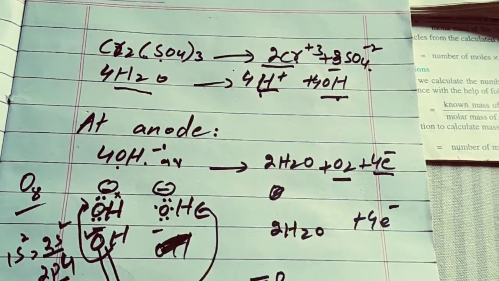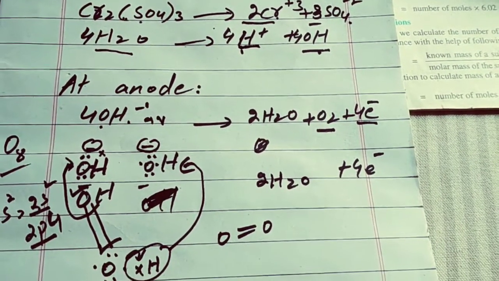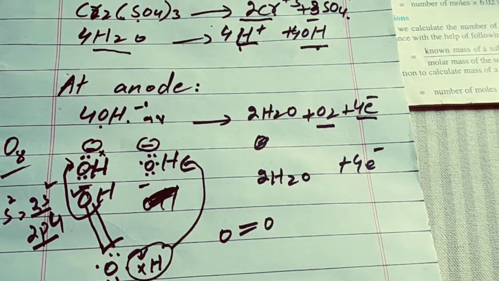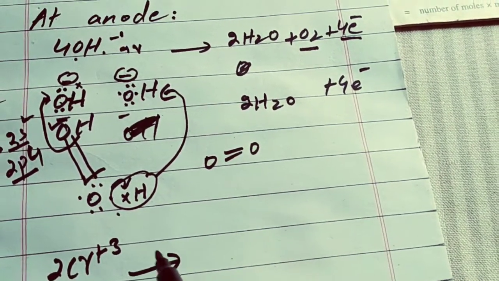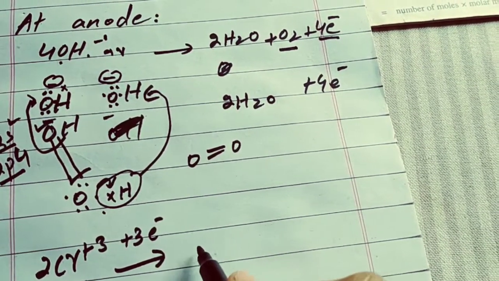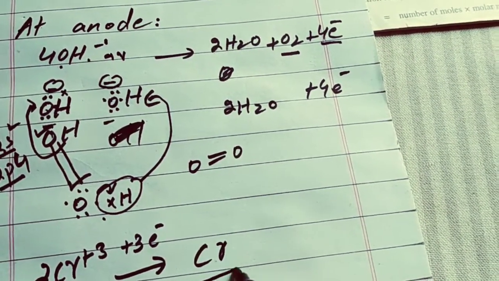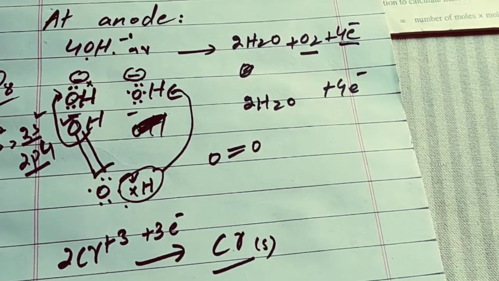Now at the cathode, chromium has a positive charge, and it will move towards the cathode and take 3 electrons and convert into solid chromium and deposit on the cathode.